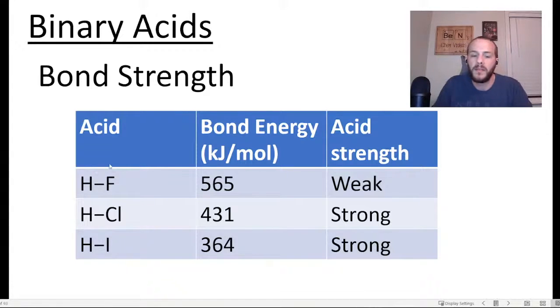Notice that as the bond energy decreases, the acid strength increases. Why is that? If your bond energy is high, if your bond strength is high, then it's going to take a lot more to dislodge that hydrogen and donate it in the form of a proton. So the weaker the bond between hydrogen and that other atom, the stronger the acid, because it takes much less energy to accomplish that acid-base reaction. So bond polarity and bond strength are the two factors that influence the acidity and acid strength of a binary acid.